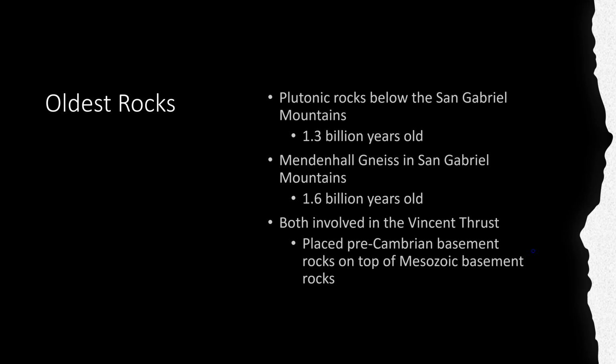The oldest rocks in the Transverse Ranges are plutonic rocks that are below the San Gabriel Mountains. Those are 1.3 billion years old. And then we see the Mendenhall gneiss in the San Gabriel Mountains, 1.6 billion years old. Both of those are involved in the Vincent thrust, so they were placed Precambrian basement on top of the Mesozoic basement rocks.